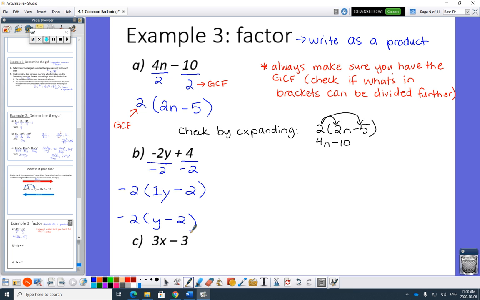Okay, here we have 3x and 3. We're going to divide by 3. 3 divided by 3 is 1, so again, decide if you want to write x or 1x. Negative 3 divided by 3 is negative.